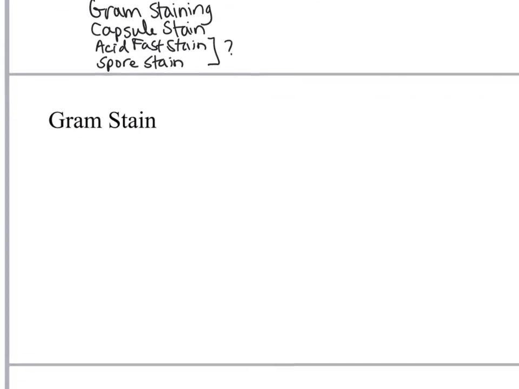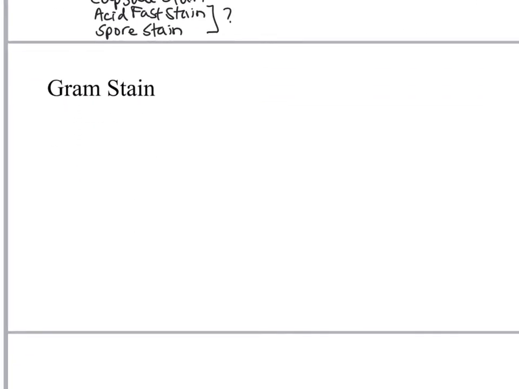Okay, let's talk specifically about the gram stain. This is definitely the most important staining procedure that you will learn in this class. Okay, what's the difference between an organism that's considered gram positive or gram negative? That's what we really want to understand to begin with here.